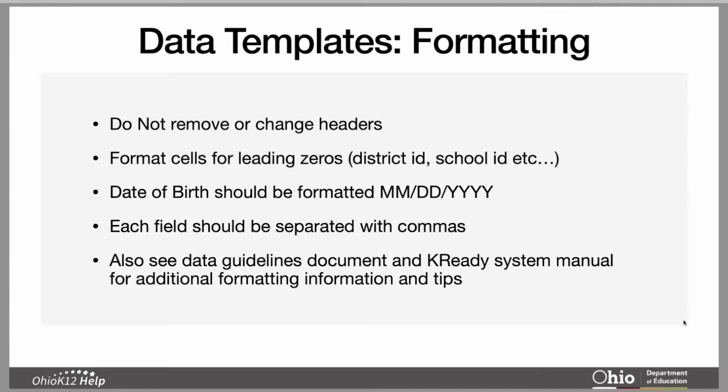But you'll need to format the cells with leading zeros, and the main cells are again the district ID and the school ID. Next is the date of birth, and that needs to be formatted with 2 digits for the month, 2 digits for the day, and 4 digits for the year of birth. Each field needs to be separated by a comma. So when you go into doing this, if you're using, for instance, Excel, you'll need to make sure you save this file as a CSV and not an Excel file. You need to also take a look at the data guidelines, which provides, again, some steps and instructions for formatting and some tips related to that as well.